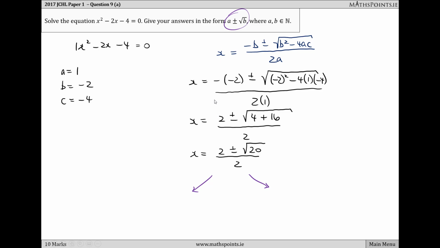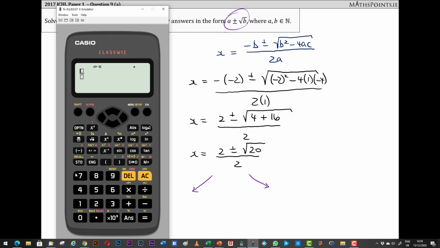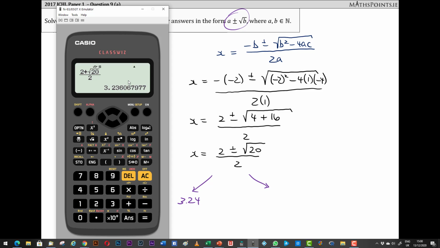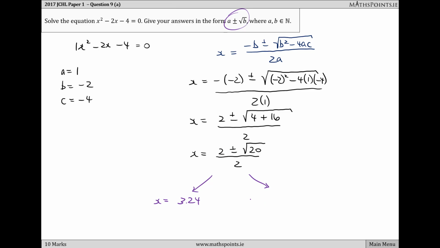So if I take out the calculator and put in the fraction button, and put in 2 plus root 20 first of all, divided by 2, press equals, and then the SD button, I get 3.24 if we round it off to 2 decimal places. So one of the solutions is 3.24. The other solution, if we bring back up the calculator, we can find by changing the plus to a minus, and again we press SD and we get minus 1.24. And so these are our two values of x. These are the solutions to this quadratic equation.